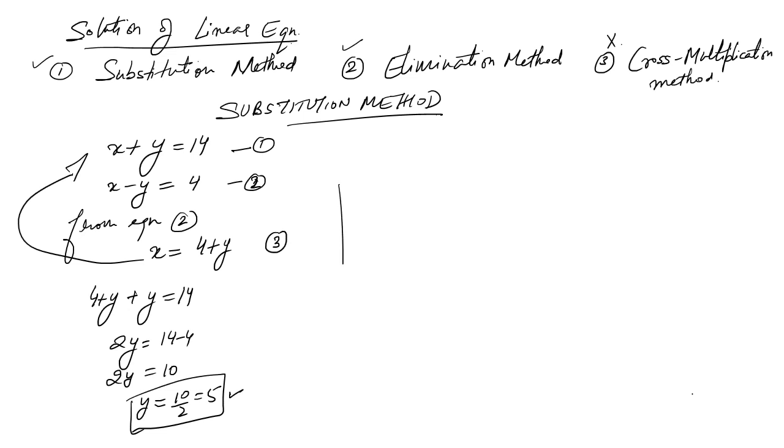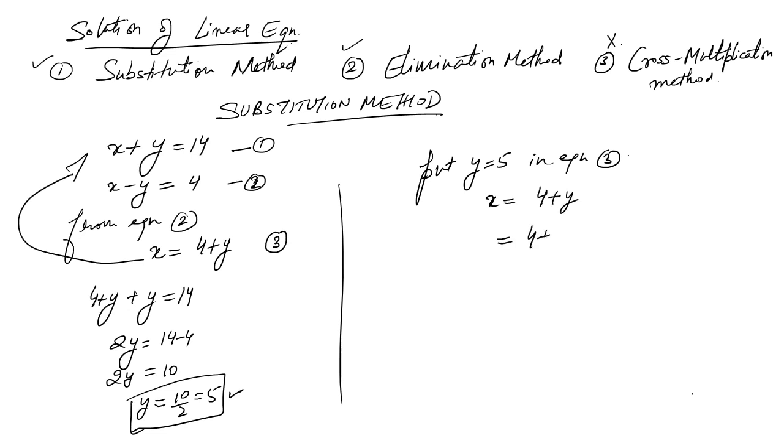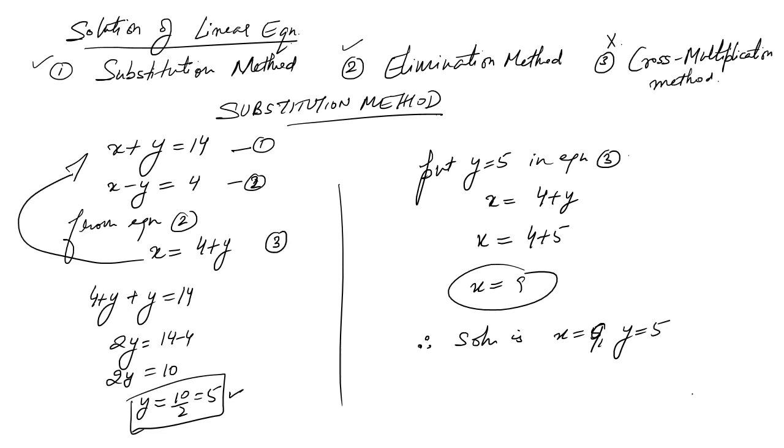Now put this value of y, put y equal to 5 in equation number 3. ठीक है, तो what we'll get for x, x is equal to 4 plus y, that is 4 plus 5. तो यहाँ से x हमारा आ जाएगा 9. क्या लिखेंगे, therefore solution is x equals 9 and y equals 5. This is your solution, and here you can write answer.